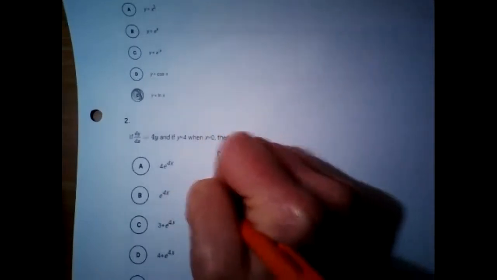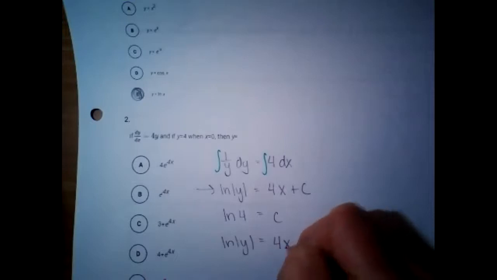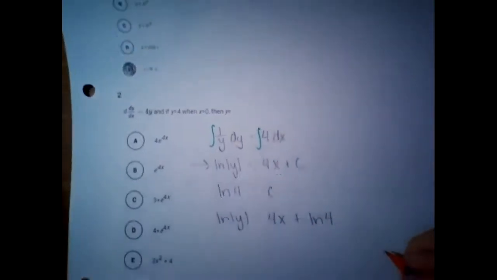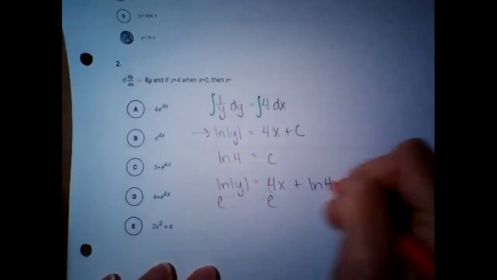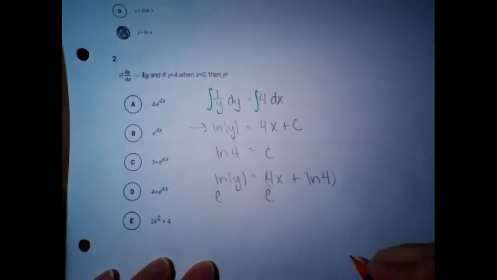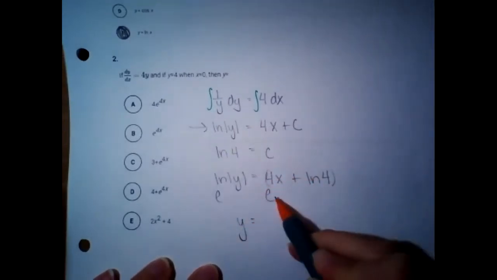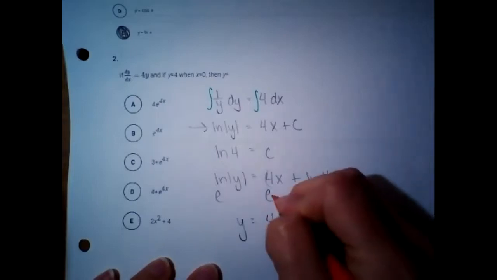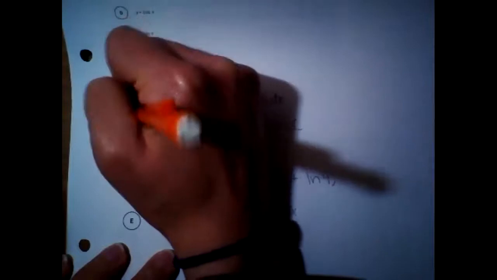So I'm going to go back a line and copy that exactly, except instead of plus c, I'm going to put plus ln of 4. Then to cancel out the ln, we're going to exponentiate this whole thing. So we will get y equals, and over here the e and the ln are going to cancel. So we're just going to have a 4 as our coefficient, and then it would be e to the 4x. So 4e to the 4x. So that one is A.